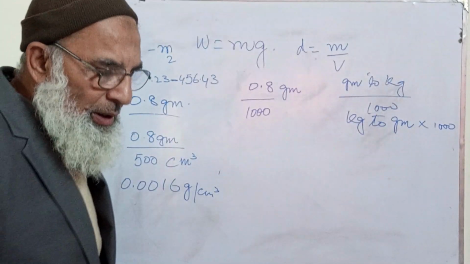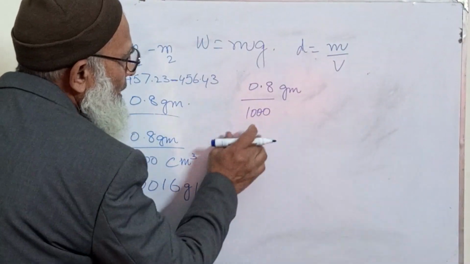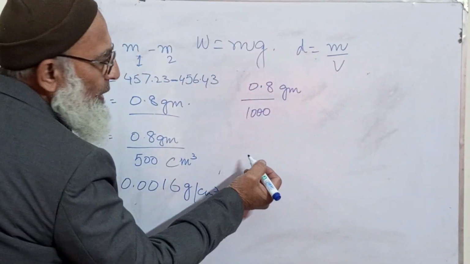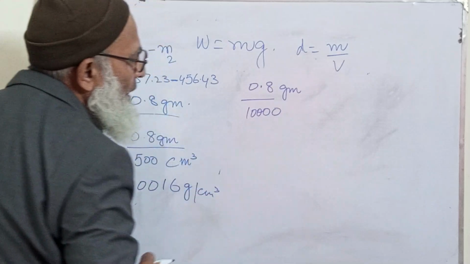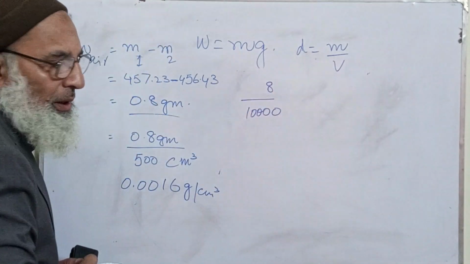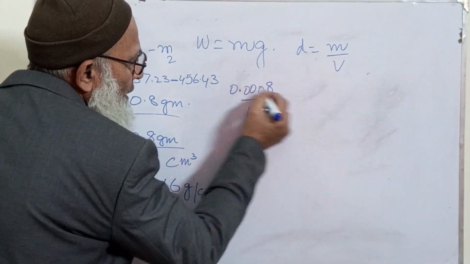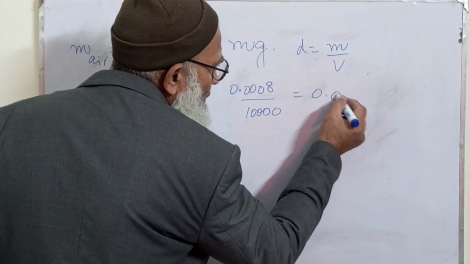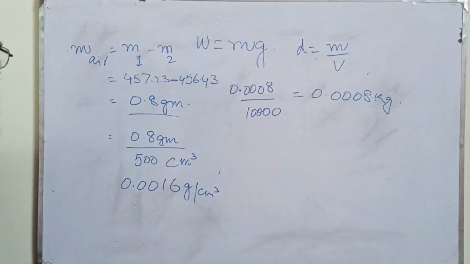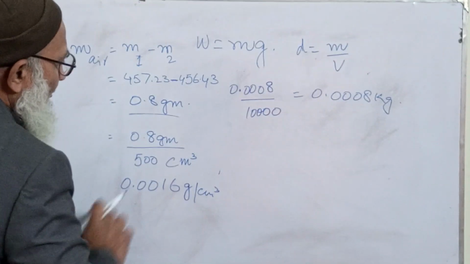Okay, now back to our question. Now what will happen over here? You see that there is a point, so add zeros and move the point. Now this will become 0.0008 kilograms. And what about 500?